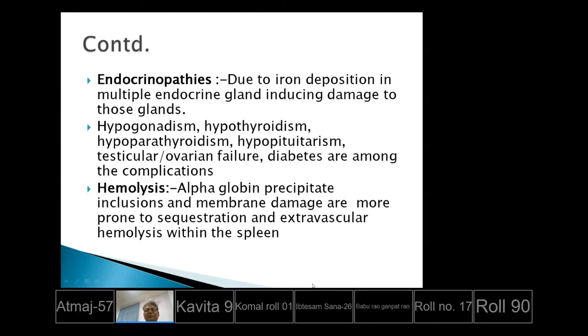There is hemolysis. Alpha globin precipitate inclusions and membrane damage make cells more prone to sequestration and extravascular hemolysis within the spleen. This leads to hemolysis. First is sequestration in the spleen, and there is extravascular hemolysis due to imbalance of the alpha chain. And the cell membrane of the RBC is easily damaged.